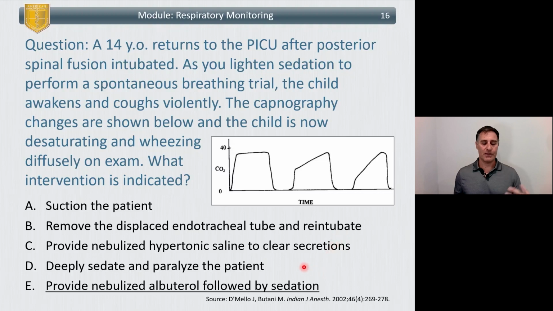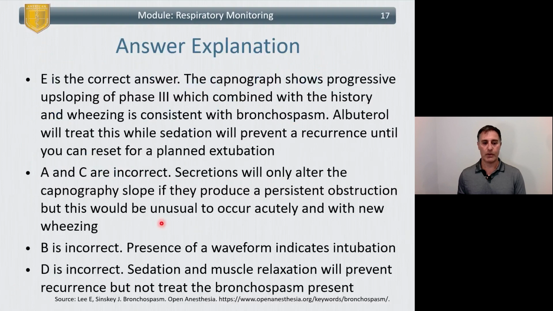And what's happened based on the history is the child has had laryngospasm and bronchospasm as a result of being too lightly sedated, and now you've got significant bronchospasm causing airway obstruction. So you want to deal with both the bronchospasm and also the underlying sedation issue that allowed it to happen, right? And that's why answer E is the correct answer, okay? Just sedating the child is not going to take care of things immediately, and some of the other ones really are just wrong because the waveform is not indicating extubation or other problems like secretions.